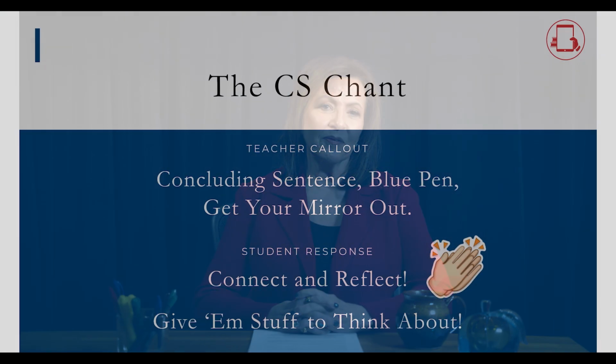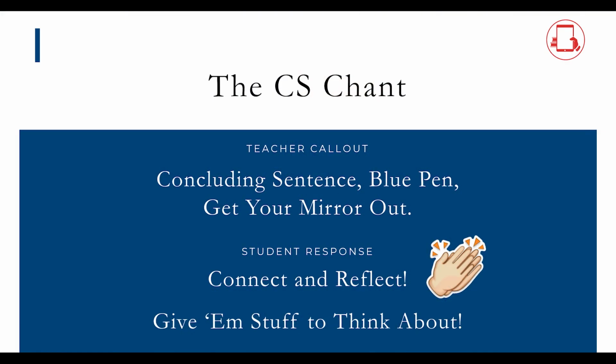For young writers or new learners, we teach that the concluding sentence, or CS, is a reflection of the topic sentence, replacing the key words and phrases in the topic sentence with synonyms. For maturing learners, it's the purpose for writing the body paragraph. And for intuitive learners, it reflects a bit of ourselves. We'll talk more about those stages during the thinking process in a later episode. For the chant, the teacher calls out, concluding sentence, blue pen, get your mirror out. And the students respond, connect and reflect, give them stuff to think about.